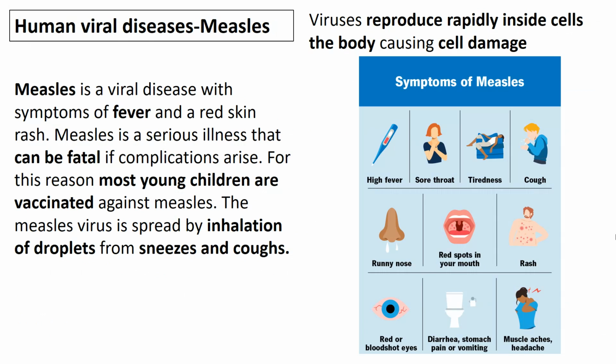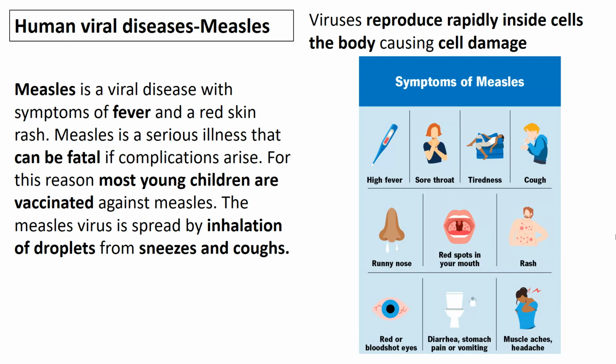In terms of viral diseases, for the human viral disease of measles, you need to know what the symptoms are and how you can prevent that spread. So viruses reproduce differently to bacteria. When viruses reproduce, they have to be inside cells. So they get into the cells in the body, and this is what causes the cell damage. When they reproduce inside a cell, they actually damage the cell as they leave. Measles is a viral disease which affects humans, and you can get a fever and a red skin rash as a result. And it's a serious illness that can be fatal if complications arise.